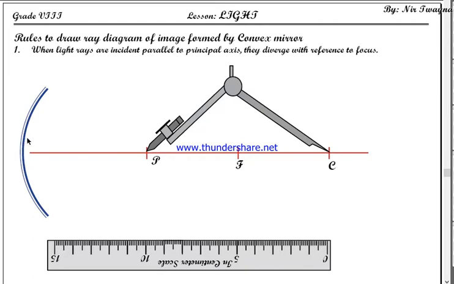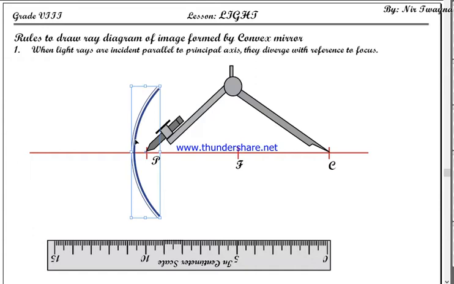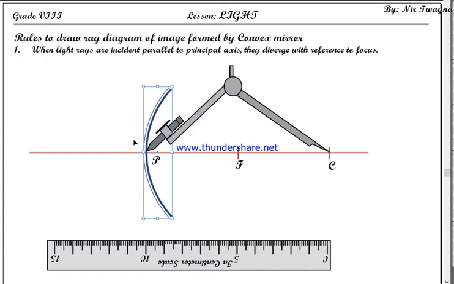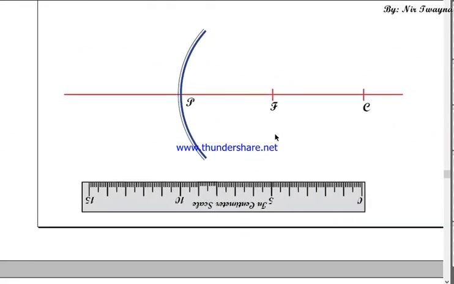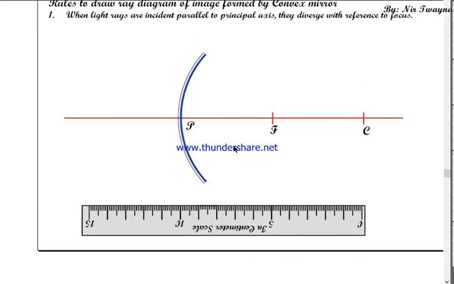Then move your compass, and you will get a curved line exactly at P, isn't it? Understood or not? Now I can remove my compass, or you also can remove your compass. You understand this or not? So this much step is common for all the ray diagrams of convex mirror. I'm not going to tell you these steps again; you have to do it on your own.